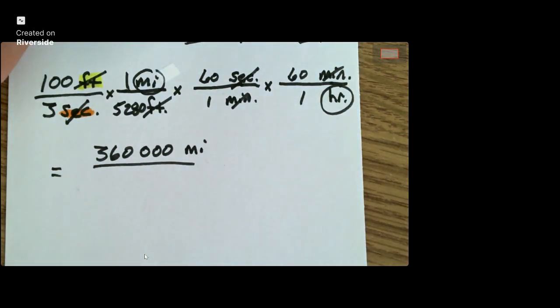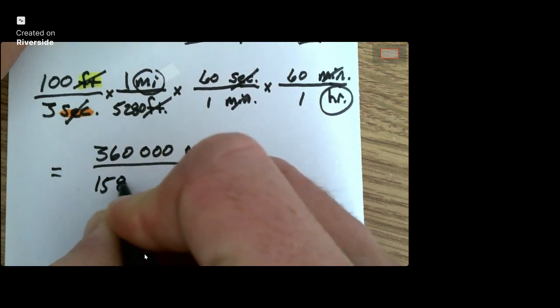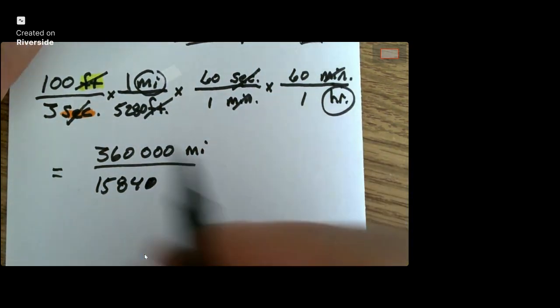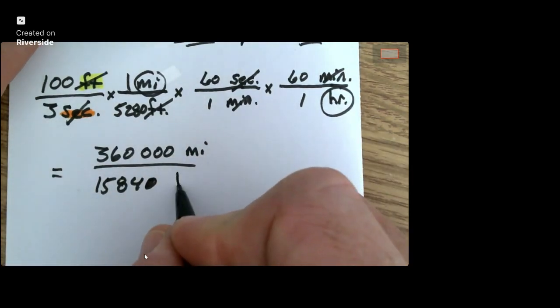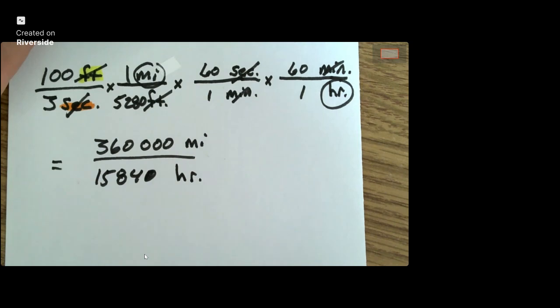Let's go ahead and multiply our bottom numbers. So we got 3 times 5,280 times 1, which is going to give us 15,840. Let me check that again just to make sure. Yep, 15,840. And our units on bottom are hours. Get carried along. Everything else is canceled out. And there's our last fraction answer.